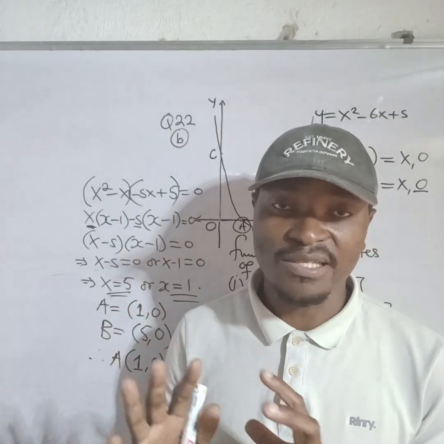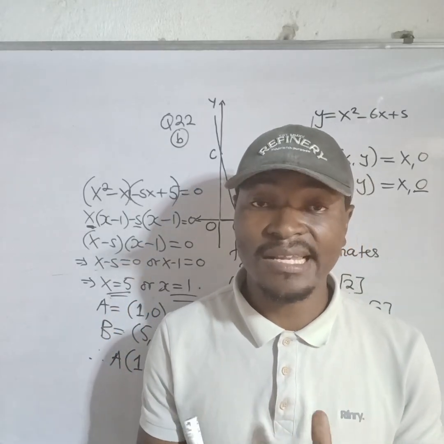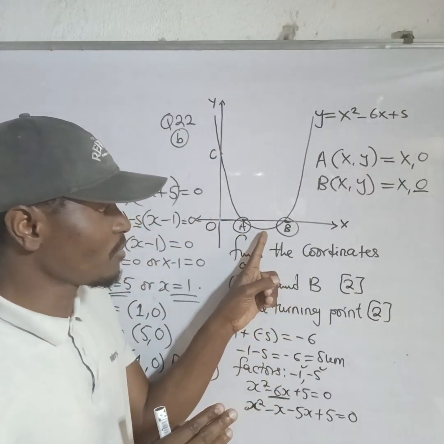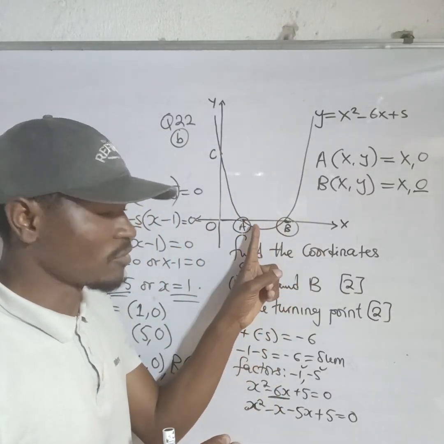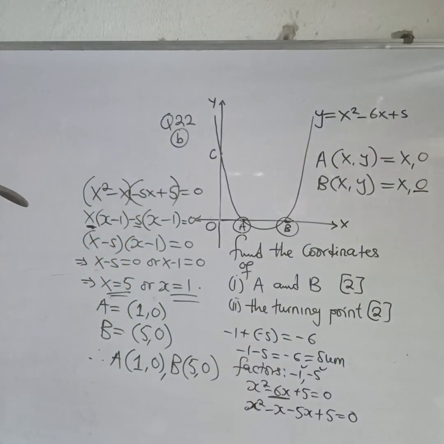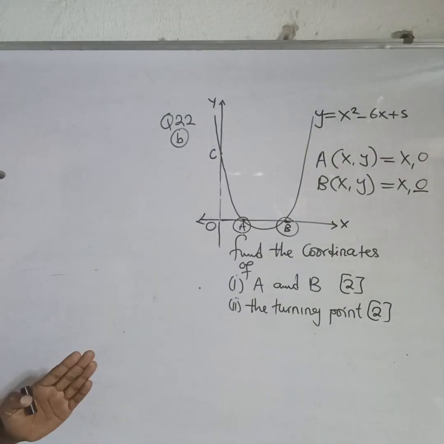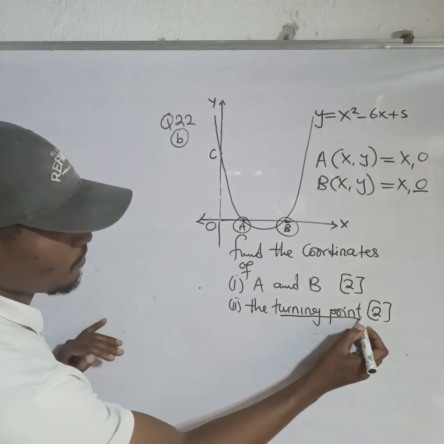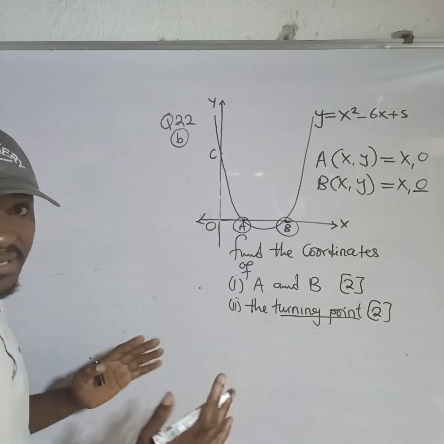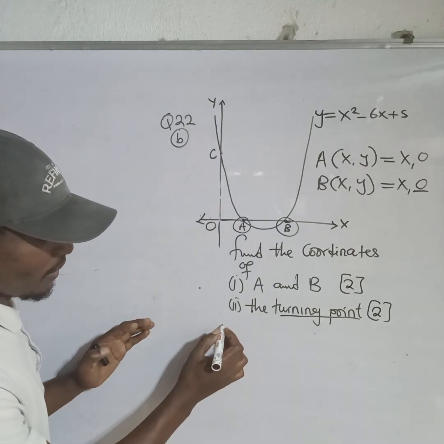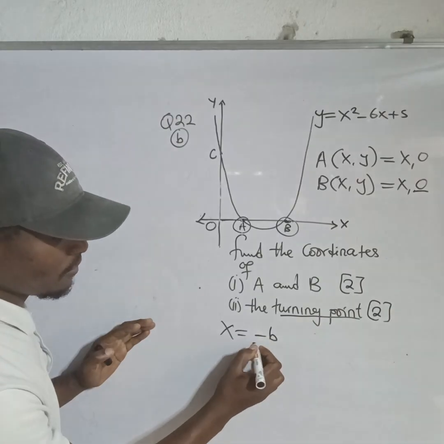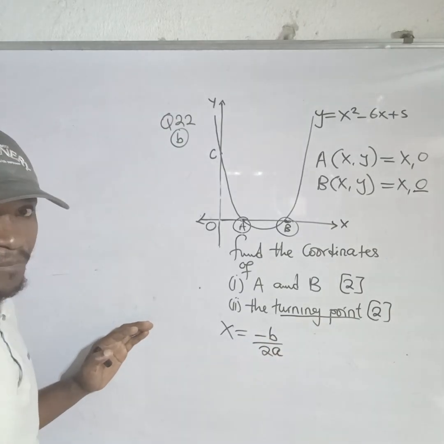Now we're going to answer the last question, which is finding the turning point of this curve. We know that the turning point is the point at which the curve is about to start rising upward again. So when it comes to finding the turning point, what are you supposed to do? First of all, you find the x coordinate, so x equals negative b divided by 2a.